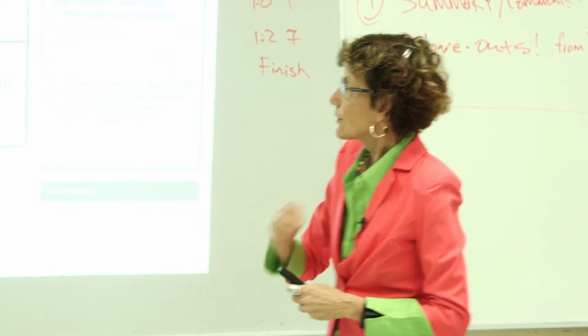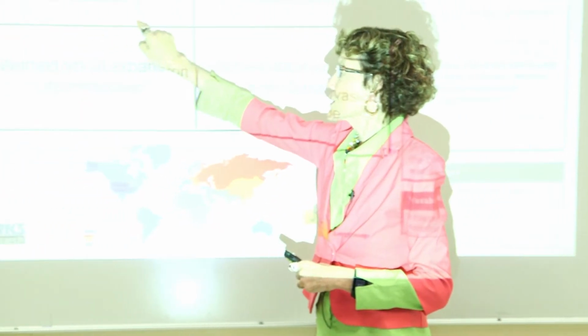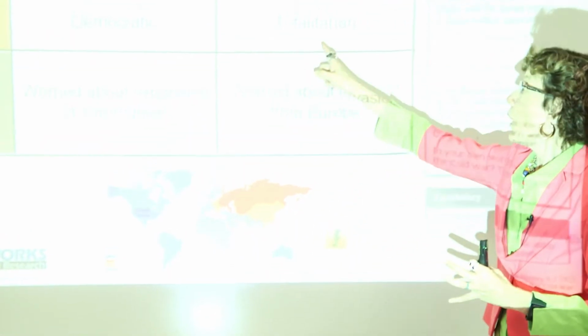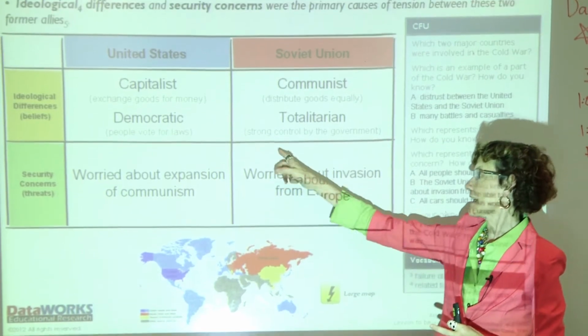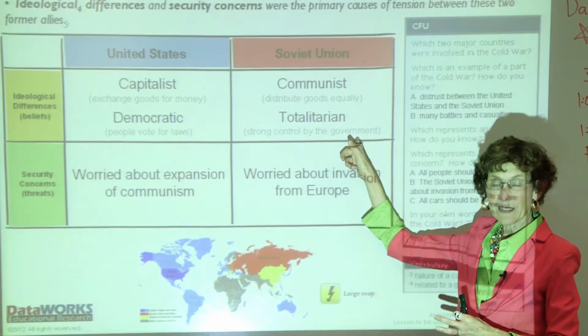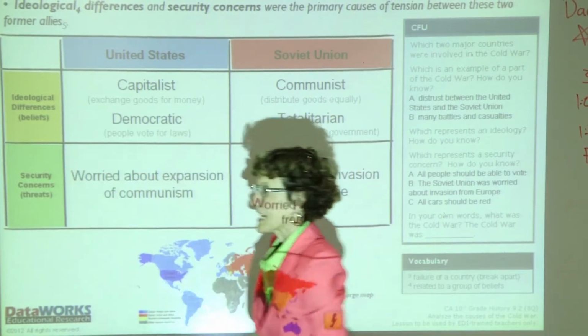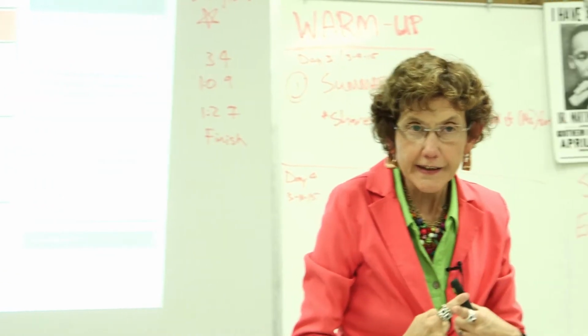So if you take a look here at the United States, they were a democratic society. That means that people vote for laws. And the Soviet Union was totalitarian. That means that they had a strong control by the government. So these two things were their ideological differences, and that's the reason they were in constant tension with each other.